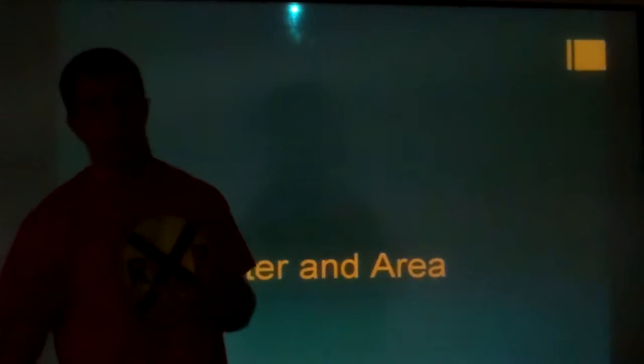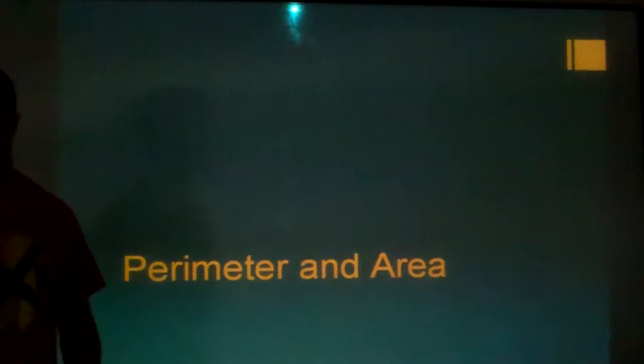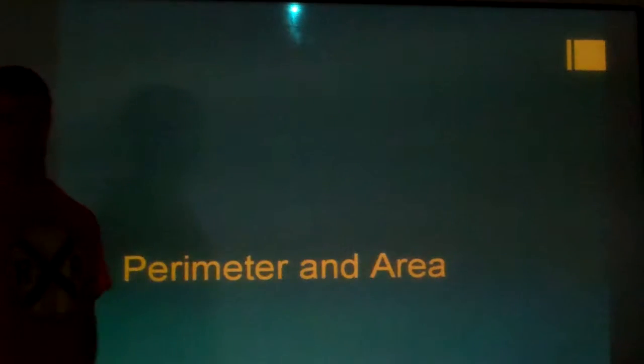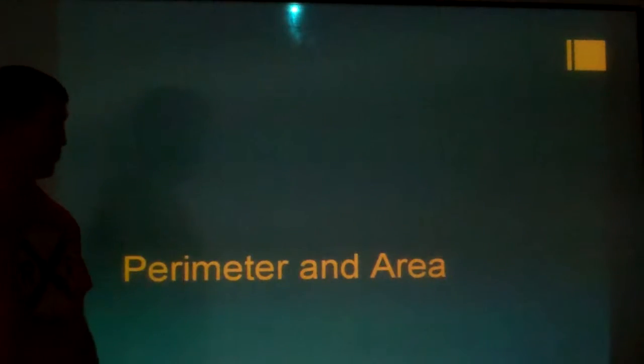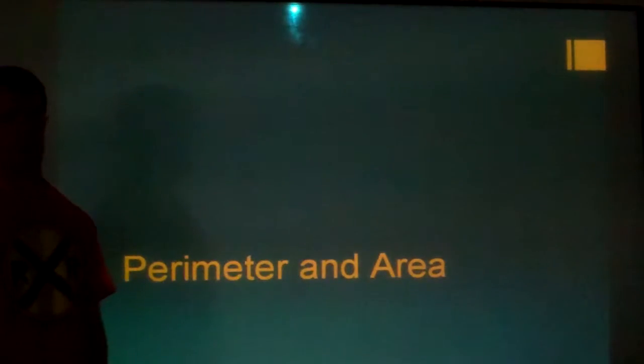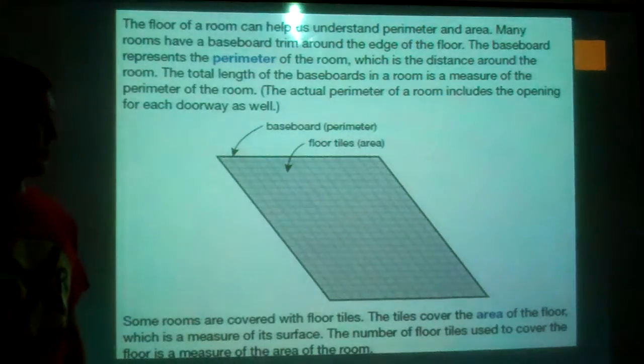Alright, this is lesson 8 for 8th grade, and today we're talking about perimeter and area. This should be something they've seen before, with a little twist towards the end, but nothing too strenuous.